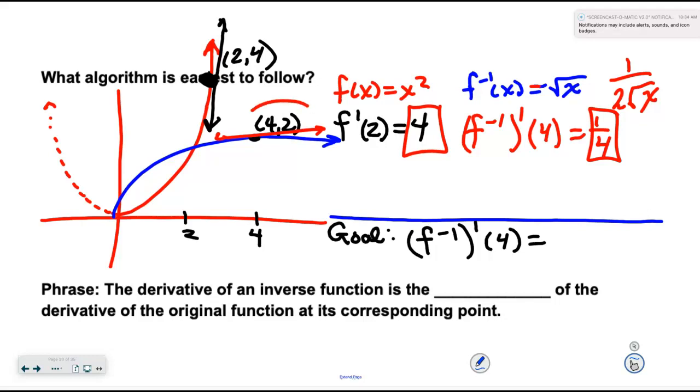That we have to have corresponding points. You'll be able to find them easily, so you will not stress at all. You're going to find the derivative on the original function, and then you're going to flip it. And that's all you're going to do. So your algorithm is going to be point, derivative, flip. That's all I'm going to have you do.